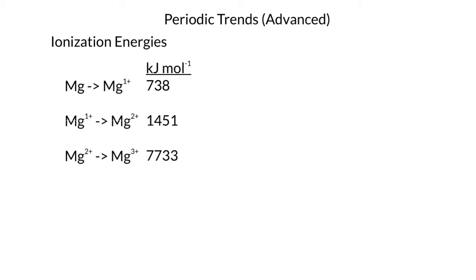Now, when we go to remove the third electron from a mole of magnesium atoms, we're going to find that the energy significantly increases to 7,733 kilojoules for that third electron. This is a huge increase over that second ionization energy. But if we look at the Bohr model of the magnesium atom, it becomes very apparent why that third ionization energy is so much larger than the first two.